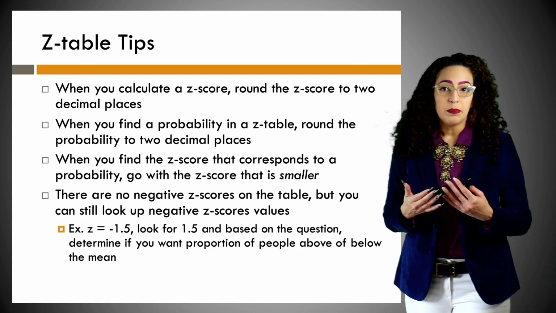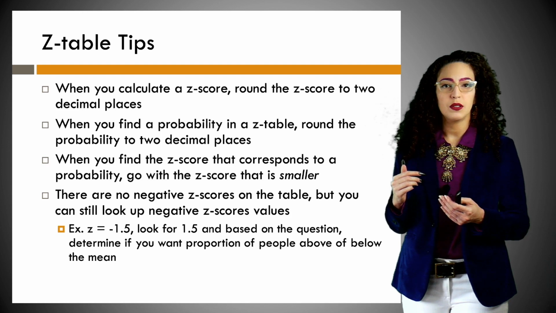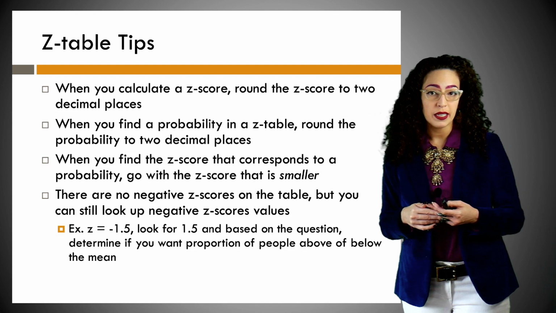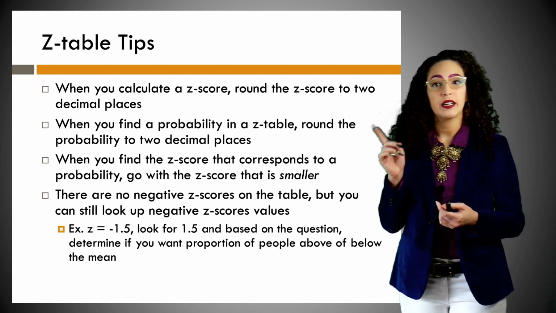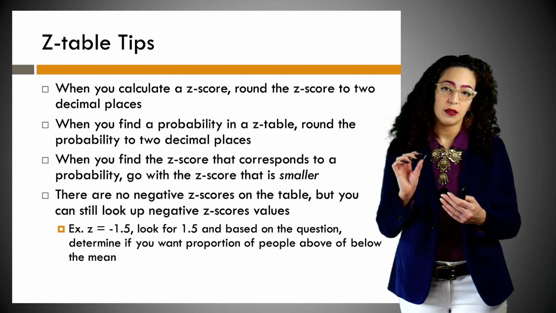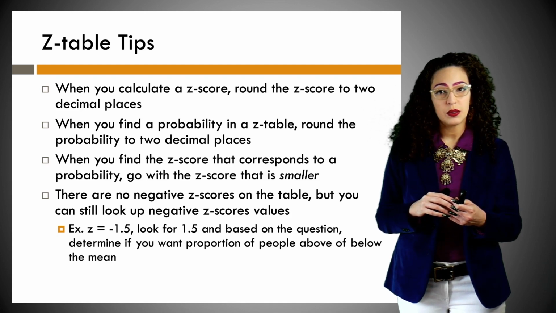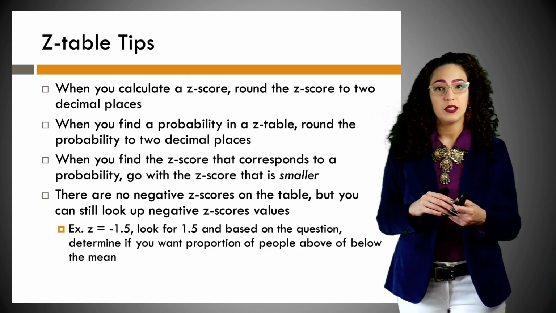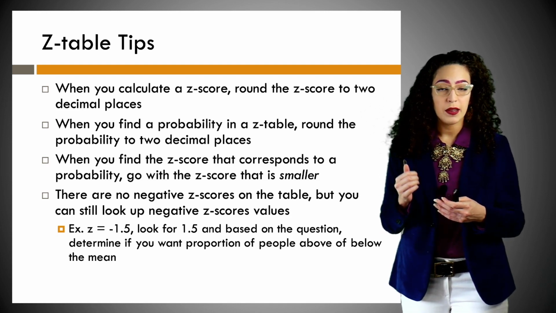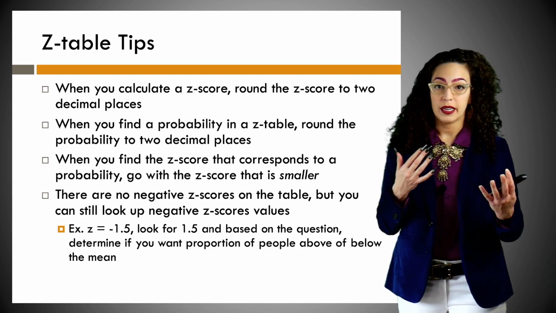And now some z-table tips. When you calculate a z-score and when you look for a probability and you're going to report both of those, you can round to 2 decimal places. When you find the z-score that corresponds to a probability, which you can look up the probability and then go find the z-score, go with the z-score that is smaller if you can't find the exact probability or the exact z-score. There are no negative z-scores on the table, but you can still look up negative values. For example, if the z-score was negative 1.5, you would look up 1.5, and based on the question, whether it's asking for greater than or less than, you pick either the body or the tail.